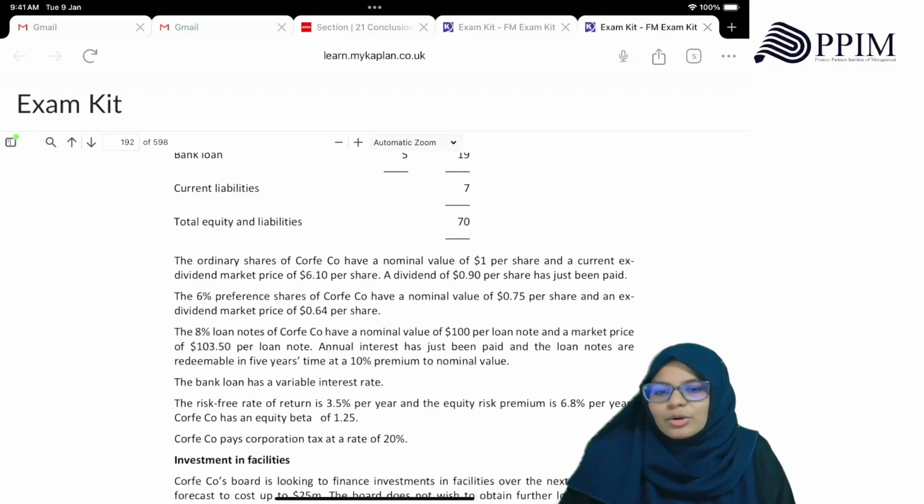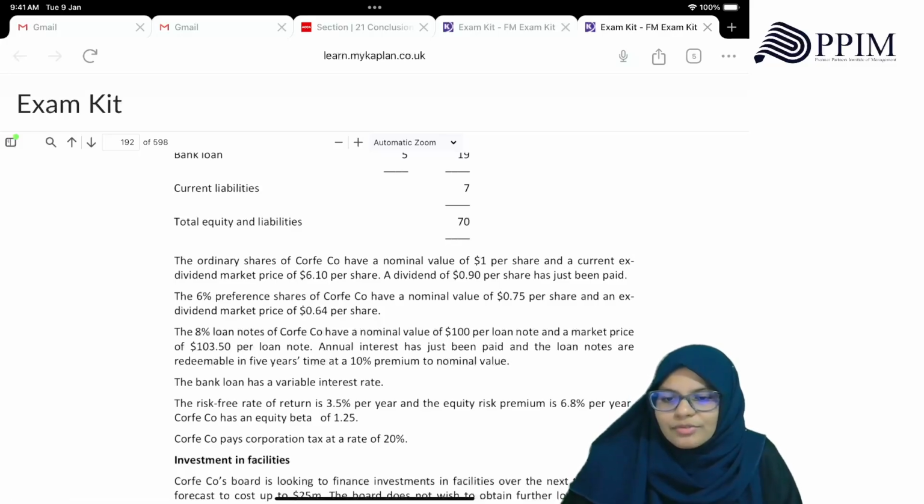Then they're talking about the loan notes. The 8% loan notes of COF company have a nominal value of 100 per loan note and a market price of $103.5 per loan note. Annual interest has just been paid and the loan notes are redeemable in 5 years' time at a 10% premium to the nominal value.